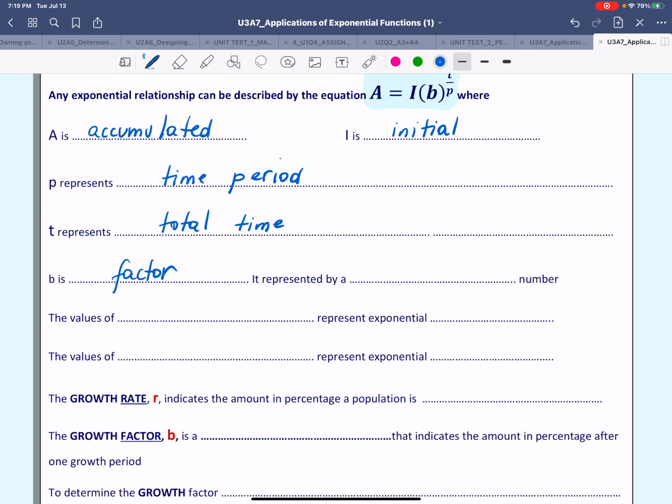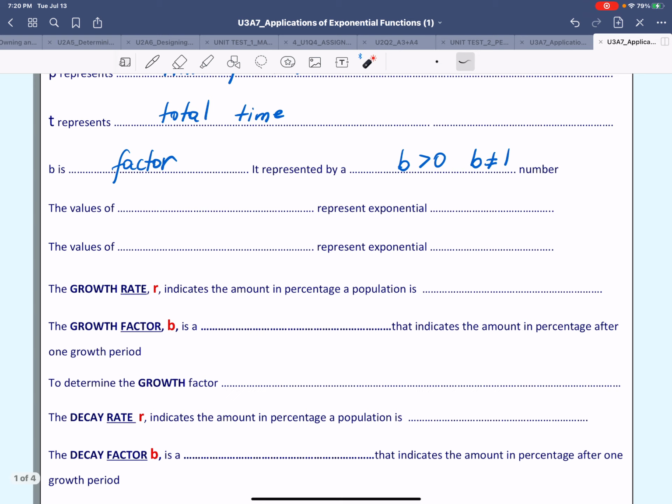It is represented by a number that is positive and different than 1. Imagine if B is 0, then this will make it a linear function, and same with 1. Now, the values of B bigger than 1 represent exponential growth. The values of B less than 1 and always bigger than 0 represent exponential decay.